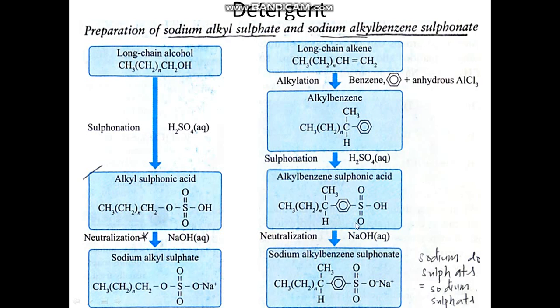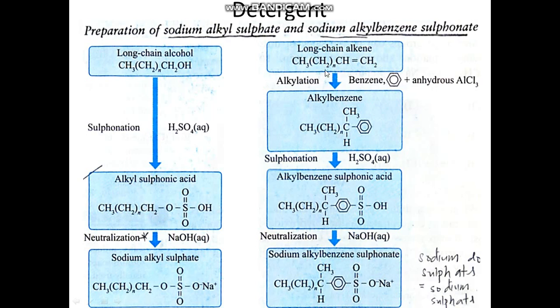And this flow chart, what is the difference between these two flow charts? Because of the presence of benzene. You see, the shape of benzene looks like a screw. How to add benzene into the alkene? Via alkylation. Benzene is added into the alkene via alkylation.